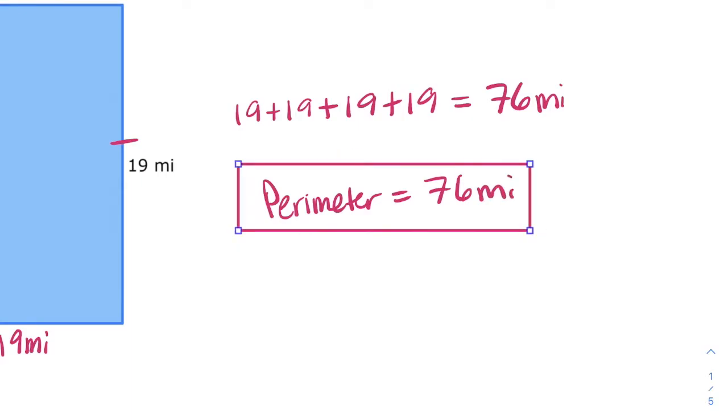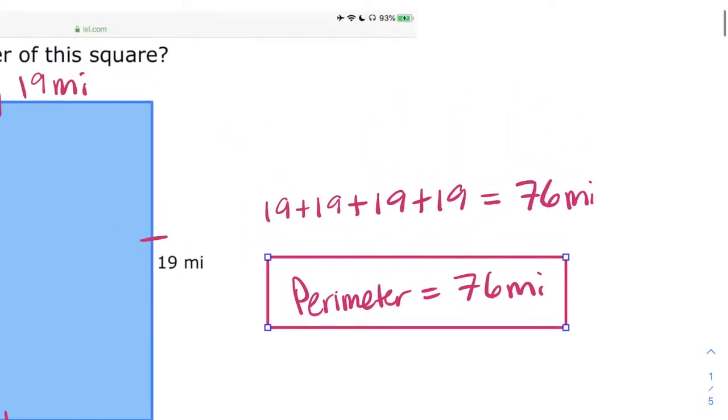And we are done. So perimeter, remember, perimeter is when we add all the sides together.